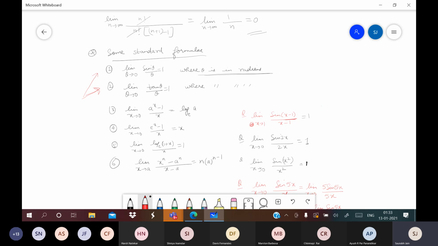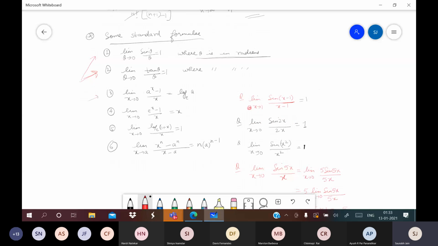Okay. Third one as well. Third one, what you have to remember? The power of a. A is positive, not equal to 1. This is with respect to logarithm. In the third formula, a to the power x minus 1 upon x, the power of a, which is x, and the denominator should be same.